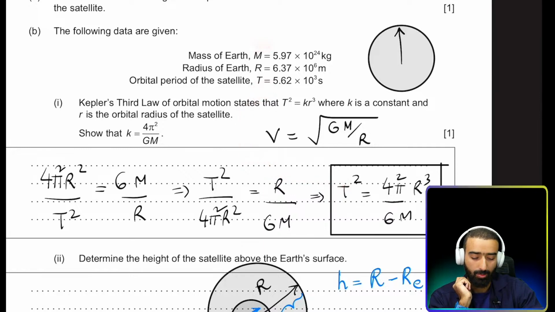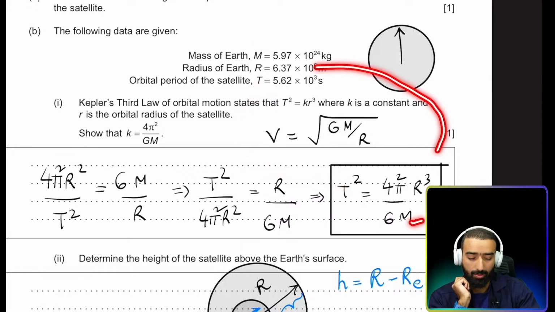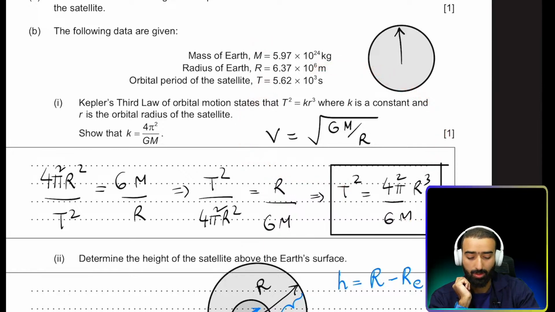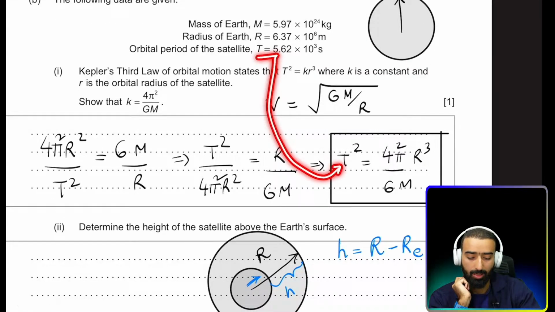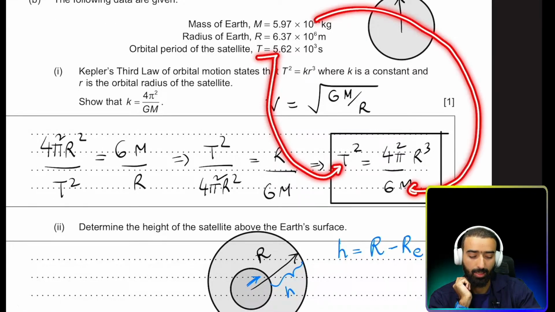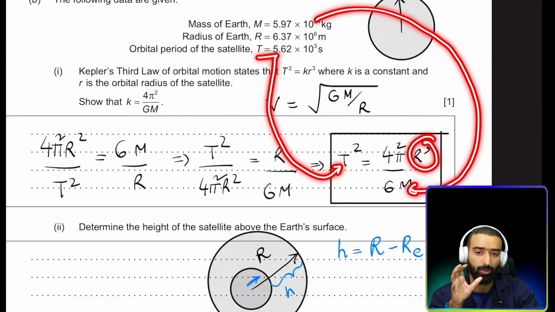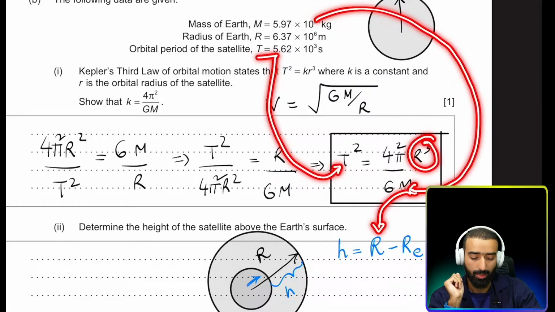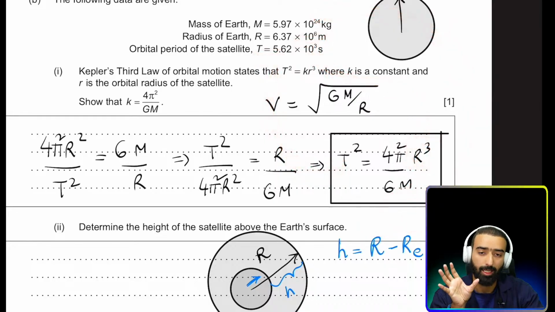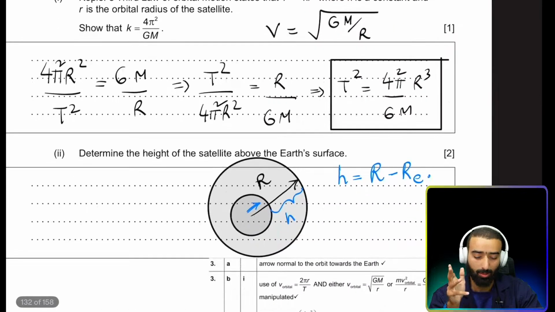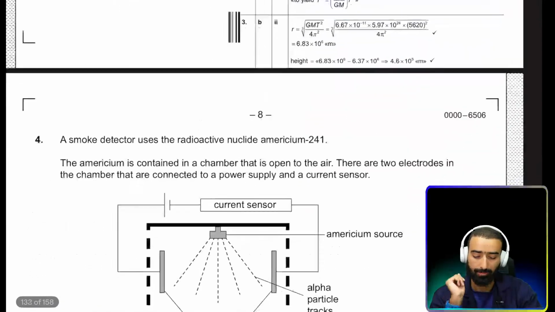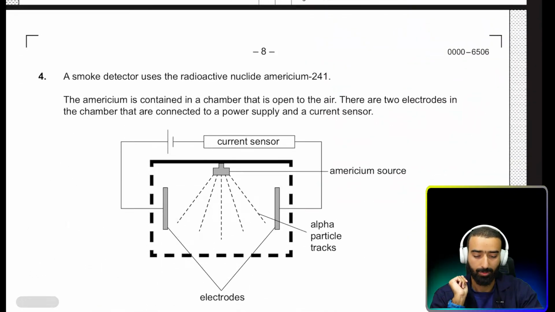M is given, you plug it here, and you solve for r. Once you have that r, that goes here. Then you subtract the radius of Earth and you get the height above the surface of Earth, right? You should not waste time with that. You'll be able to do that. It's just plugging the values into the equation.